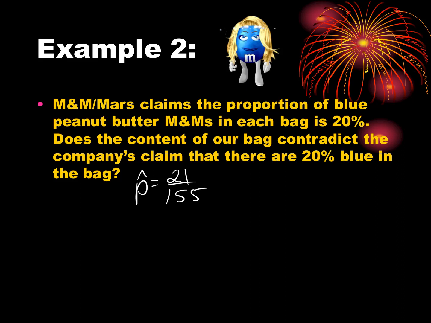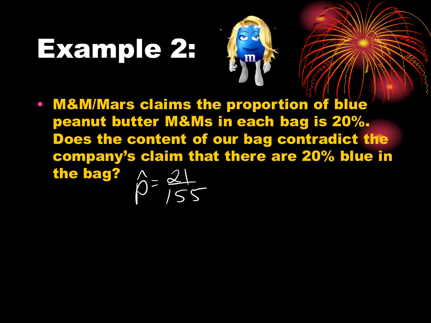M&M's Mars claims the proportion of blue peanut butter M&Ms in each bag is 20%. When we did our segmented bar graph back in chapter 3, we counted the different colors of M&Ms and found that proportion. We got 21 out of 155 blue M&Ms. So that is our sample. Does the content of that bag, this sample, contradict the company's claim that there are 20% blue M&Ms?